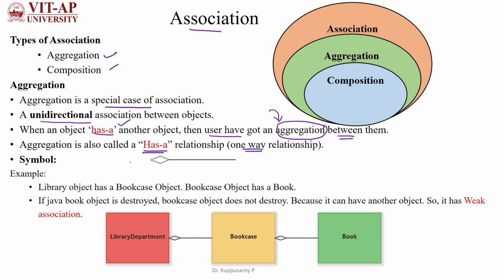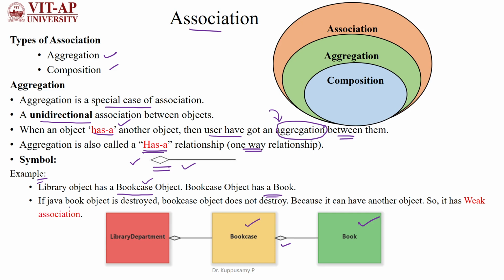The symbol we are using to represent aggregation is this diamond symbol, which has a line. So this shows the relationship between two objects using association. For example, a library object has a bookcase object, that means a book rack object. So the bookcase object has a single book. Here the book object has a relationship with the bookcase. This is indicated by using the diamond symbol with the line.